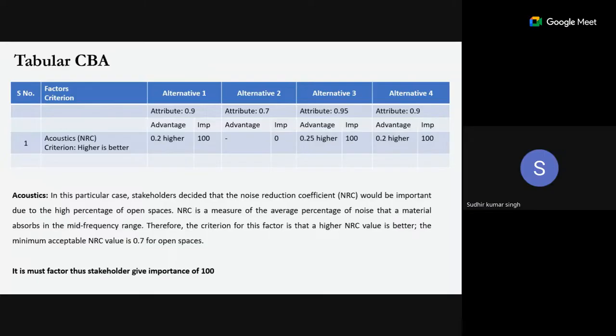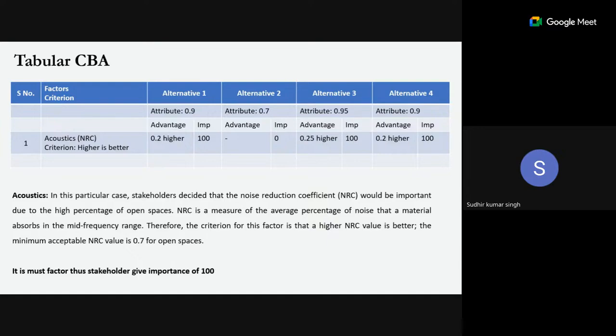So how to do the CBA is tabular CBA. You prepare a table. I am showing only one factor, and then I go to the table directly. Factor and criteria. These are two different things. Okay, look at it carefully. Factors and criteria are two completely different things. They are not used interchangeably. We should not confuse them. The factor of selection is acoustics. See, in the previous slide, we selected some factors. So the factor of selection is acoustics. Acoustics is exhibited in the form of NRC. NRC is the noise reduction coefficient.